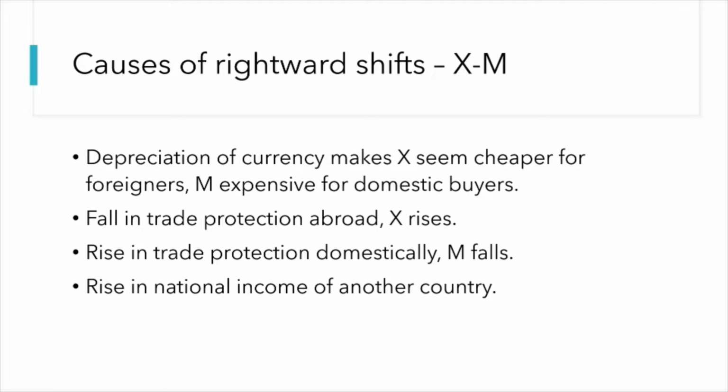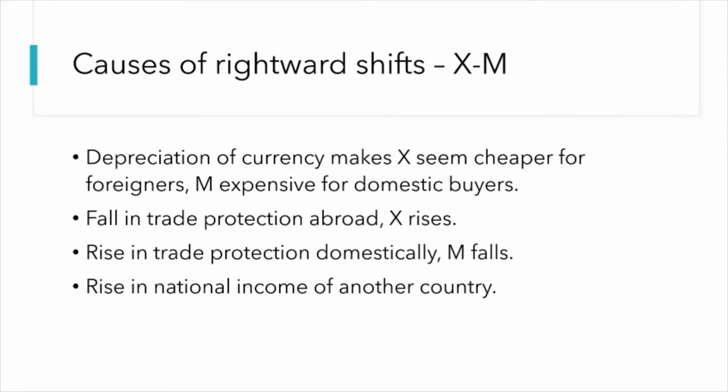Finally, if there's a rise in the national income of another country, they're going to import more. So if China had a rise in national income, they're going to import more from Britain. So therefore, the exports of Britain increase and net exports rise.